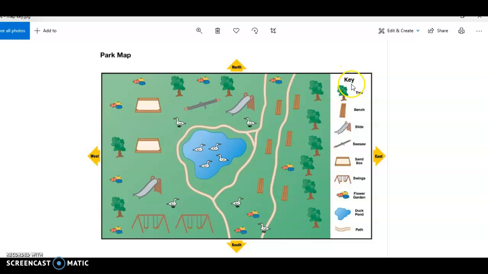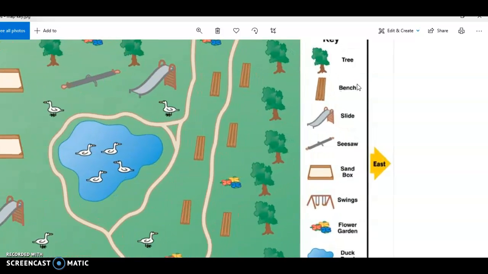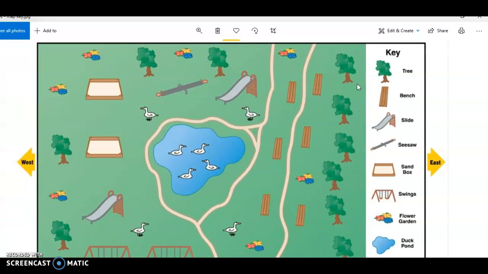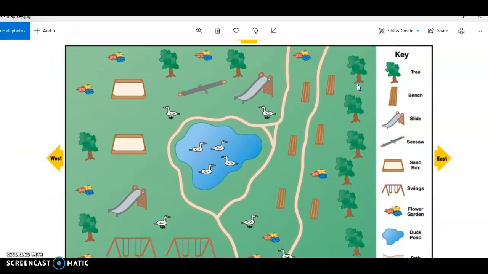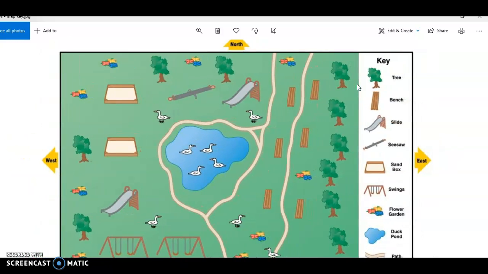You can call it a key or you can call it a legend, and I'm going to show you an example of how it looks when it's called a legend. So let's take a closer look at the key here. Remember, the purpose of this key is to help us to understand the things that are on the map. The key explains what the symbols or the colors mean.